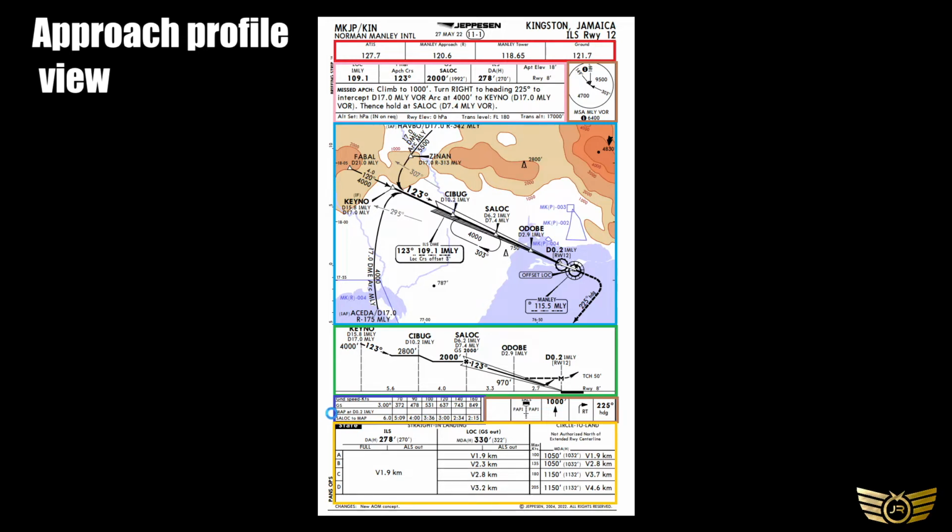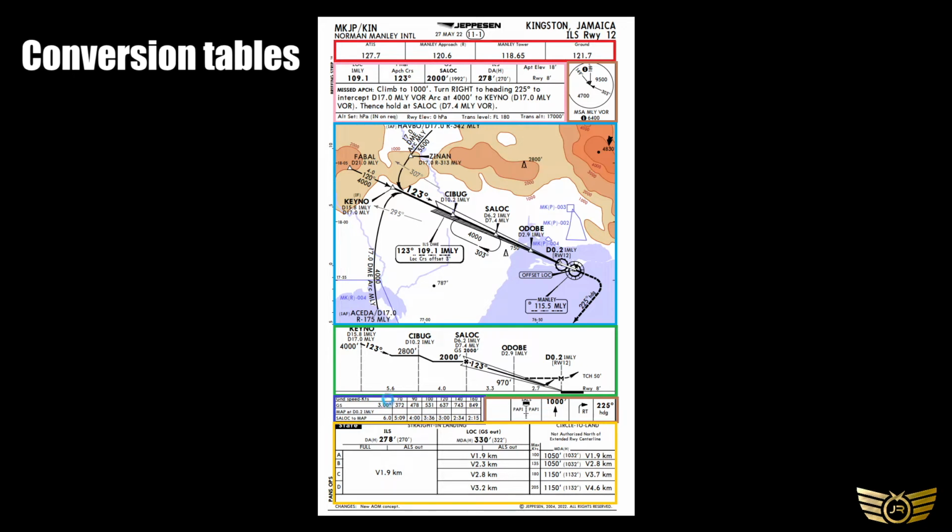Next is what we call the conversion tables. You have ground speed, rate of descent, and timing indication. On the right hand side, the icons, approach light system, and missed approach. The last section is for the landing minimums.